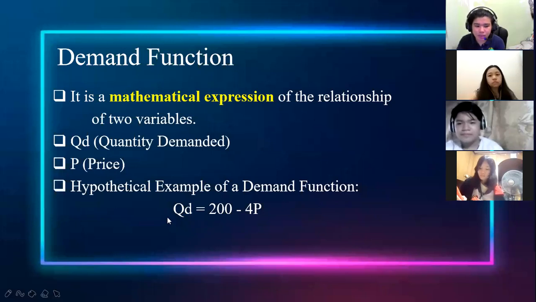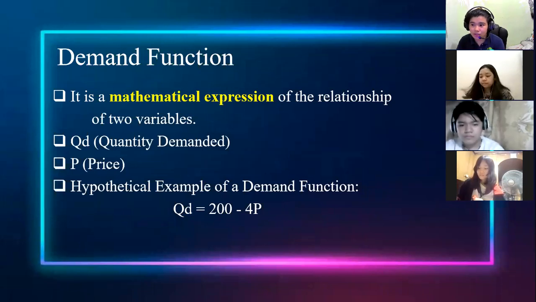Pero basically with the use of demand function, you can compute, you can find QD or P. It depends kung ano yung given, tas kung ano yung not given. Those are the things that you need to look for. Okay? So that's what demand function does. It's a mathematical expression for you to be able to compute or get the other variable if the other one is given.